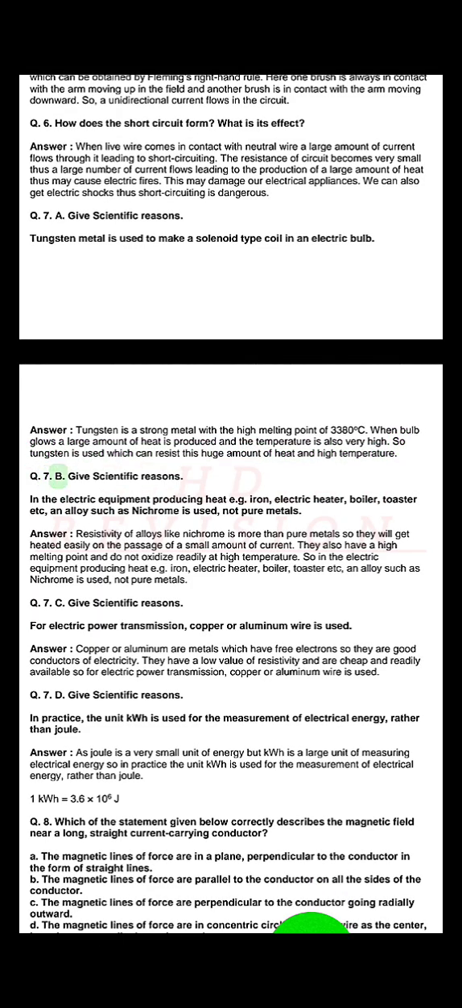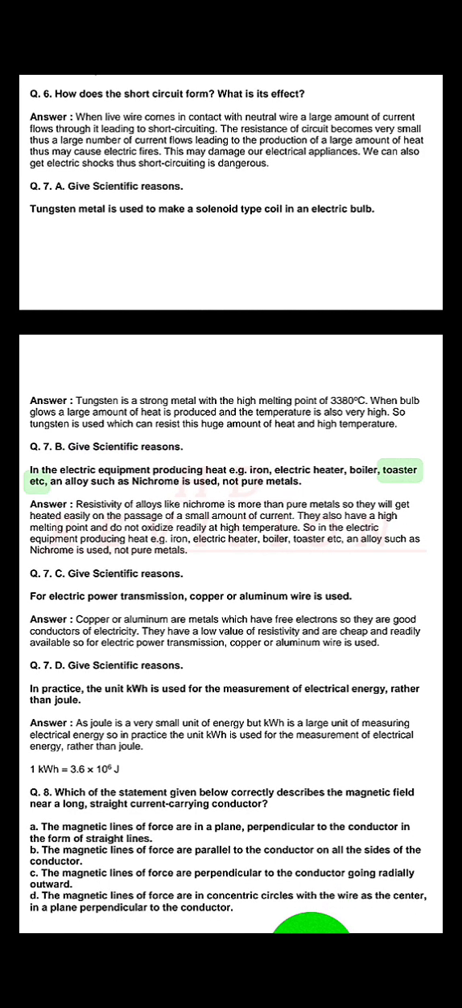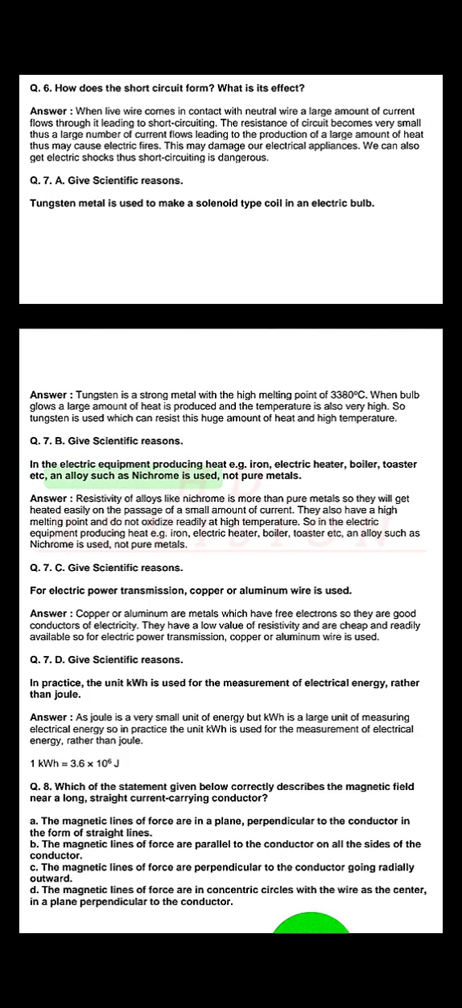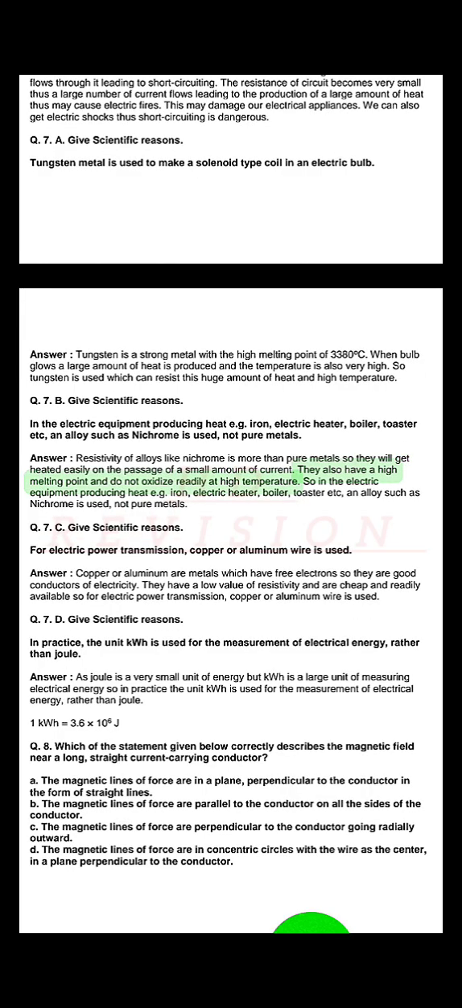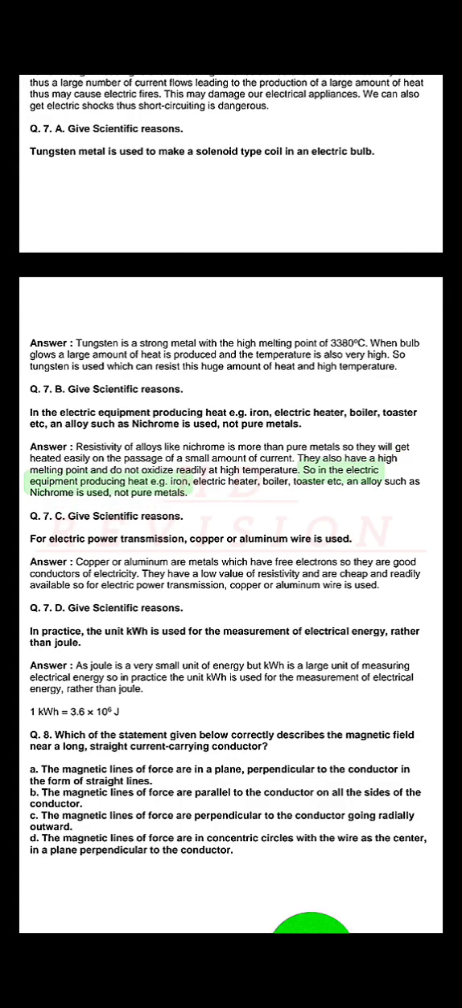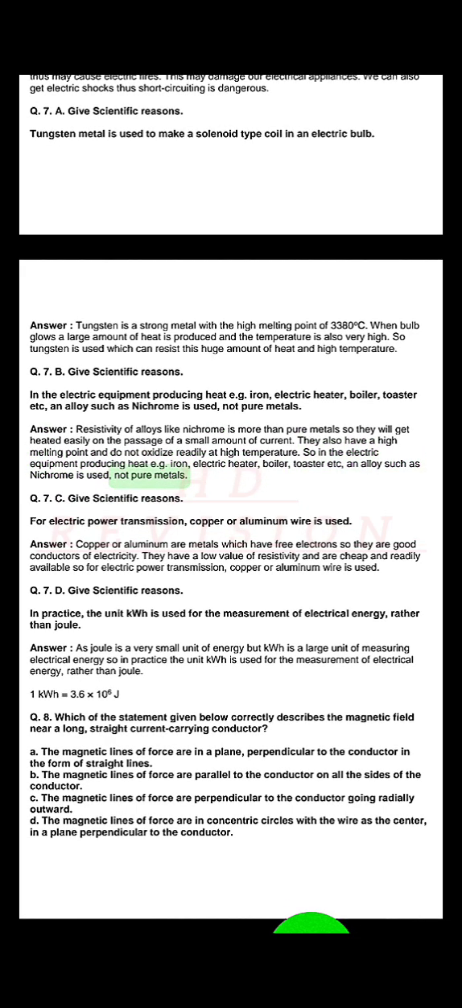Q. 7. B. Give scientific reasons. In the electric equipment producing heat, e.g. iron, electric heater, boiler, toaster etc., an alloy such as nichrome is used, not pure metals. Answer. Resistivity of alloys like nichrome is more than pure metals, so they will get heated easily on the passage of a small amount of current. They also have a high melting point and do not oxidize readily at high temperature. So in the electric equipment producing heat, an alloy such as nichrome is used, not pure metals.